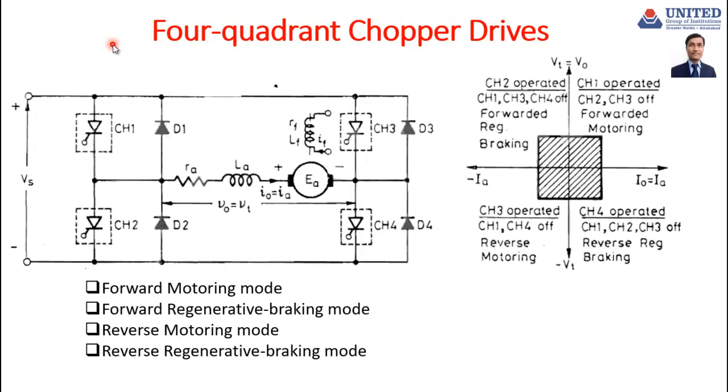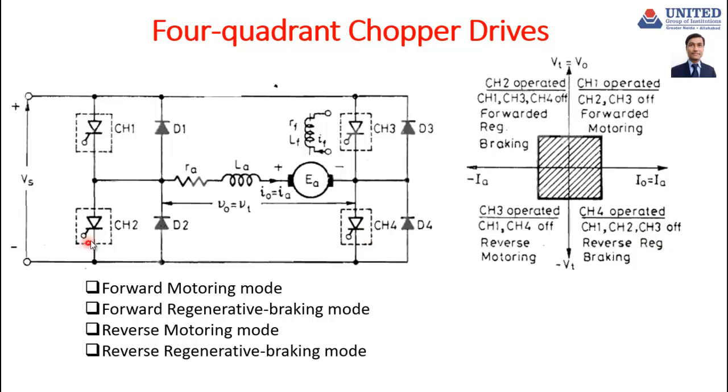Now move to the next slide. 4-quadrant chopper drives. In the 4-quadrant chopper drives, a motor can be made to work in forward motoring mode, that is first quadrant, forward regenerative braking mode, that is second quadrant, reverse motoring mode, that is third quadrant, and reverse regenerative braking mode, that is fourth quadrant.